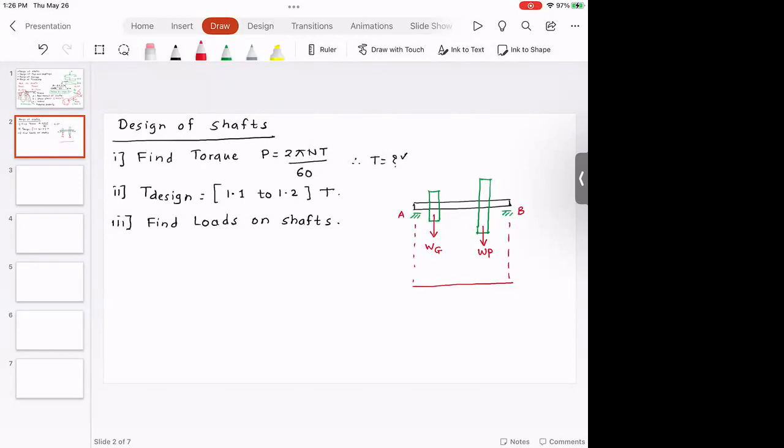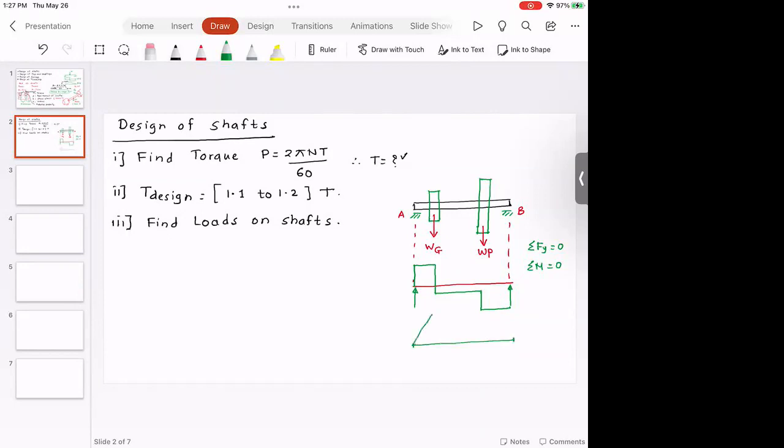You can find the reactions at A and B. The reactions can be found out with the equation summation of forces in the y direction is equal to 0, summation of moments is equal to 0. And then you can draw the shear force and bending moment diagram. Here, the shear force diagram most likely is going to look like this. And once you are done with the shear force diagram, you will draw the bending moment diagram.